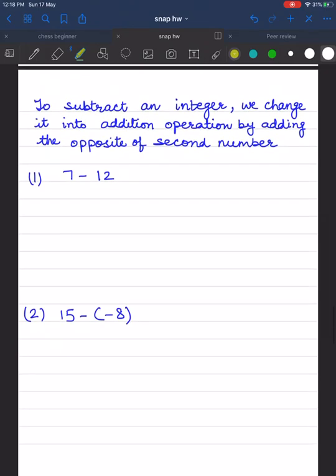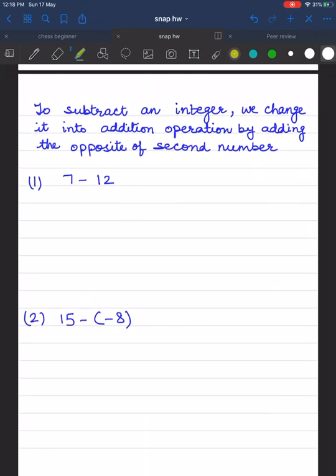Now subtraction is opposite to the addition of integers. So to subtract an integer, we change it into an addition operation by adding the opposite of the second number. This will become clear from the following examples.